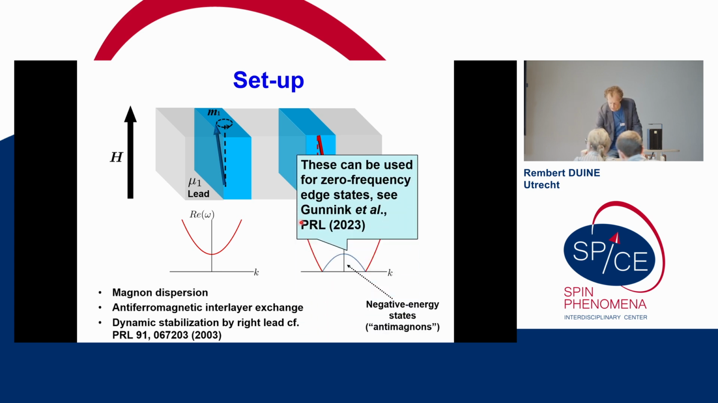Now, this is maybe mostly a comment for you that I put in during the break. These negative energy states at zero frequency can be used to create zero frequency edge states out of equilibrium. So this is a specific example of your more general statements that you can only get these zero frequency edge states out of equilibrium.